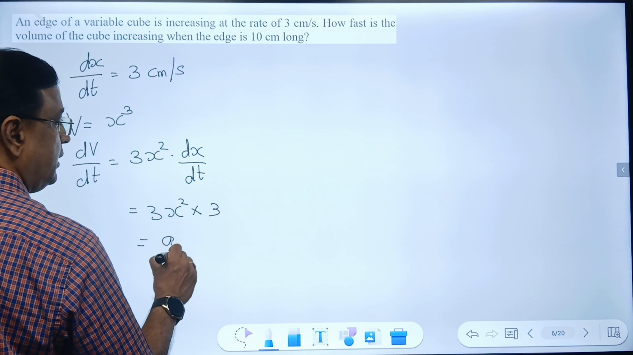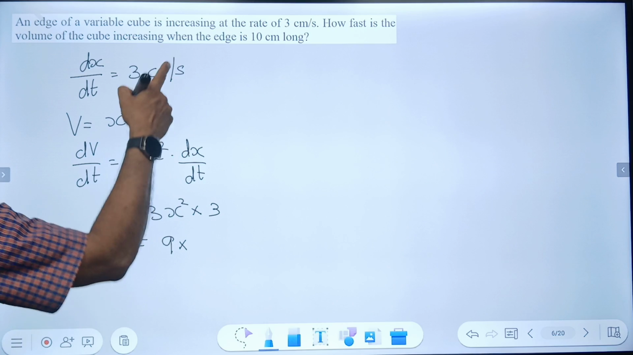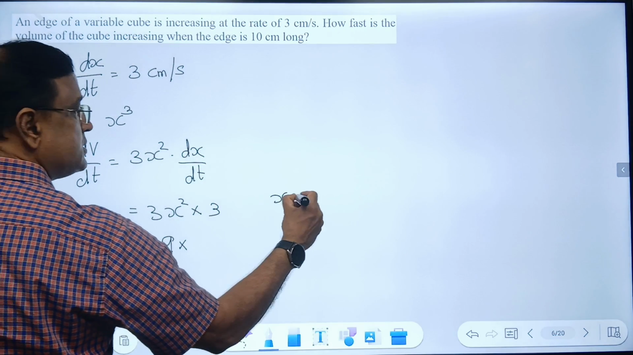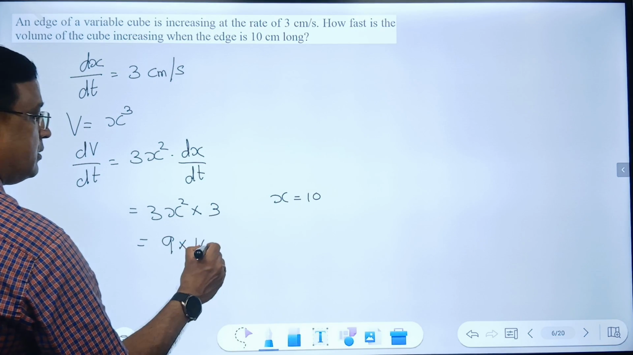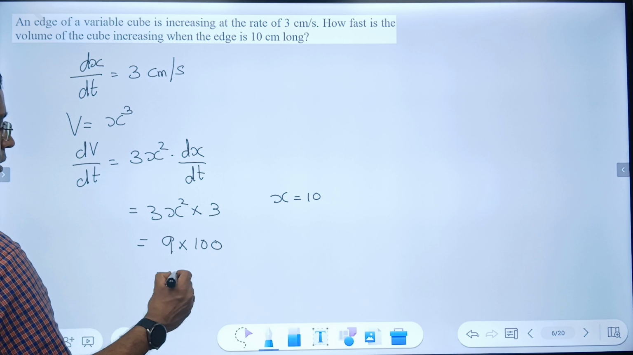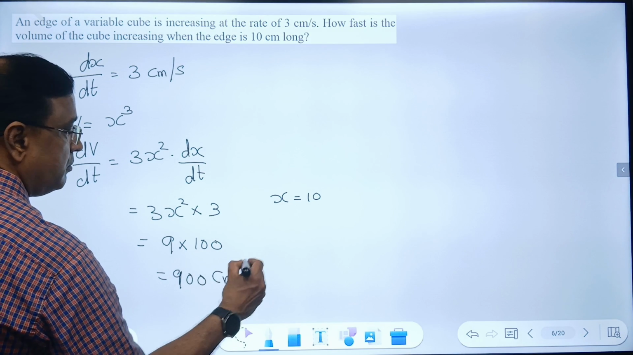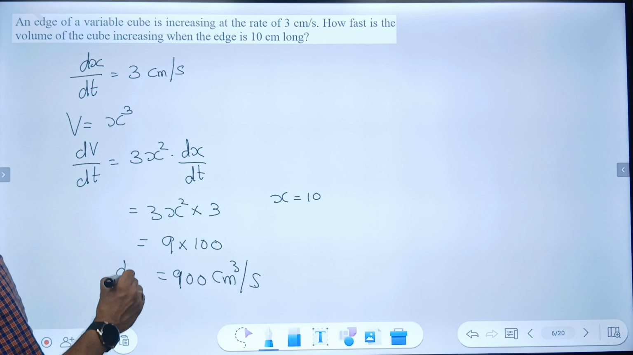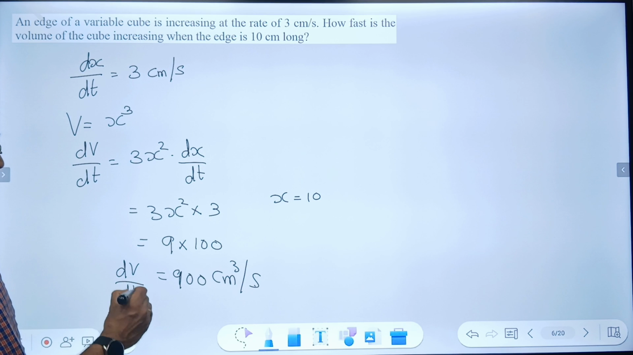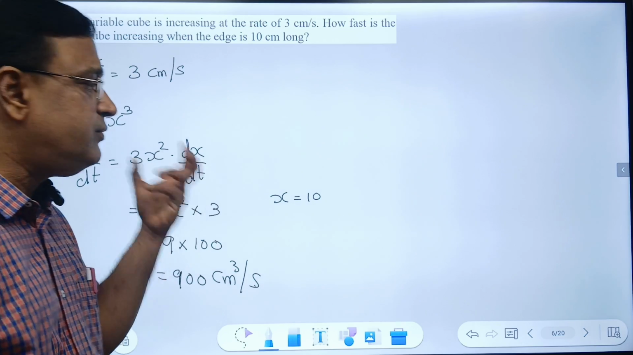dx by dt is 3. So I get 9 into, my x is given as 10. Here x is 10. So it will become 100. So the answer is 900 centimeter cube per second. So dV by dt is 900 centimeter cube per second. All very short and very simple questions.